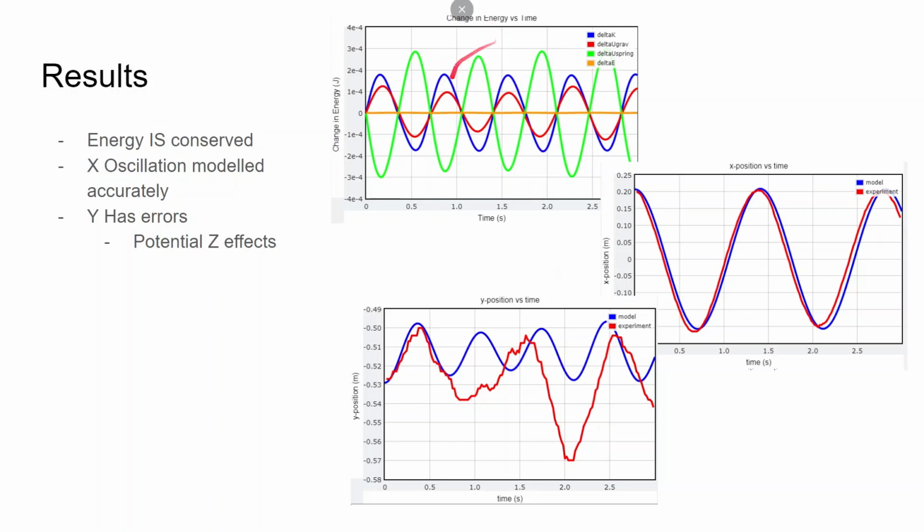As for results, change in energy versus time, delta E is 0. That means that energy is conserved. As for x position, they match up really well, which means that our model was a pretty good depiction of the experiment. However, in the y axis, not so much. Potential z effects: there's a z axis that is not necessarily being accounted for, because I may not have released the spring perfectly in plane with the camera.